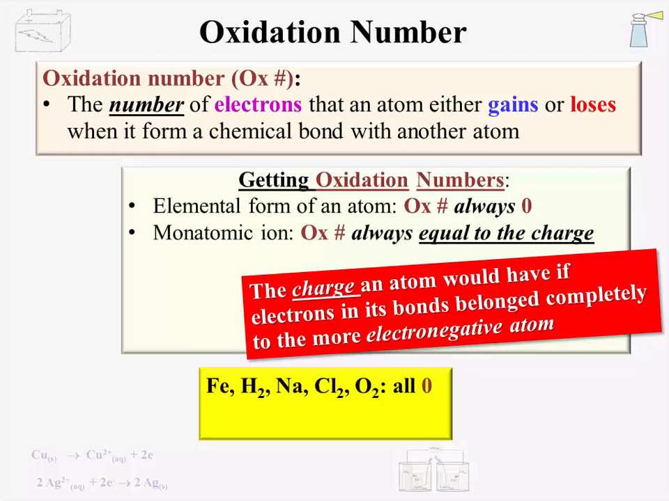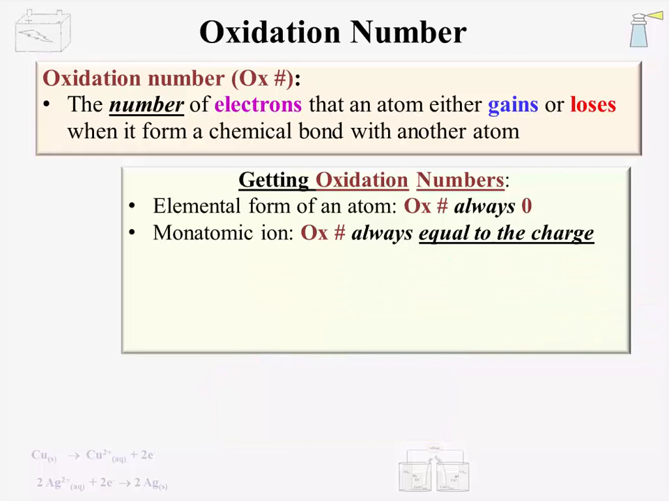The oxidation number of a monatomic ion, an ion with only one type of element, always equals the charge on the ion. The same argument can be made that these ions are not making bonds, so they get an oxidation number equal to their charge. Calcium has an oxidation number of +2, just like its charge. The sulfide ion has an oxidation number of -2, just like its charge.